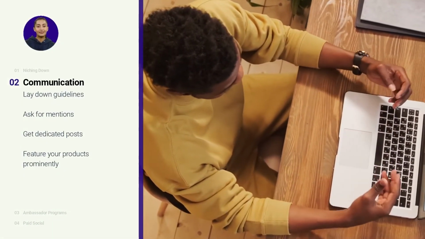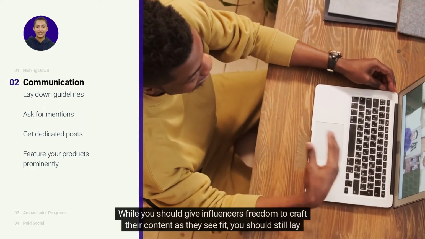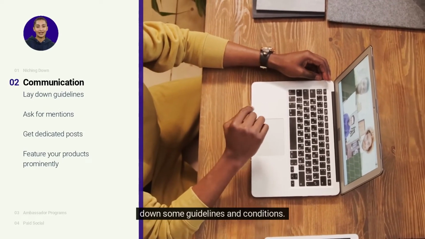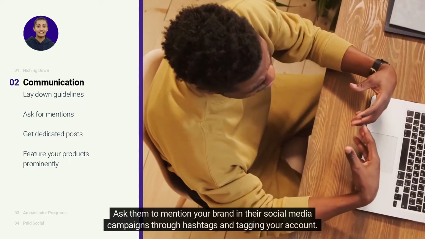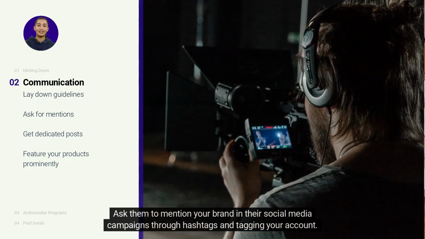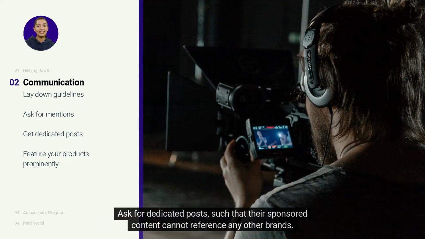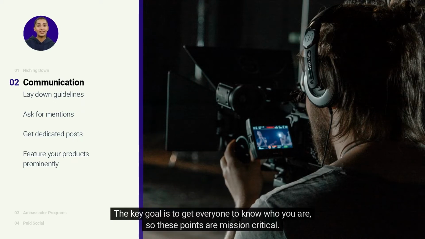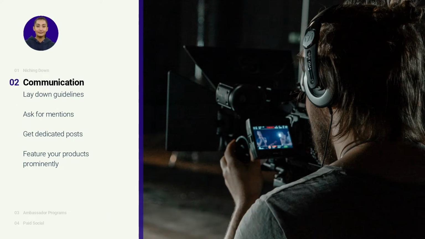Messaging is key. While you should give influencers freedom to craft their content as they see fit, you should still lay down some guidelines and conditions. Ask them to mention your brand in their social media campaigns through hashtags and tagging your account. Ask for dedicated posts, such that their sponsored content cannot reference any other brands. Make sure the product is prominently displayed in every picture or video. The key goal is to get everyone to know who you are, so these points are mission critical.